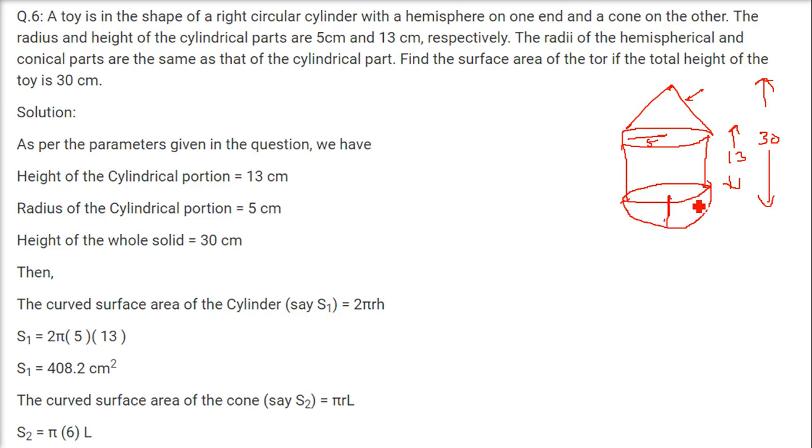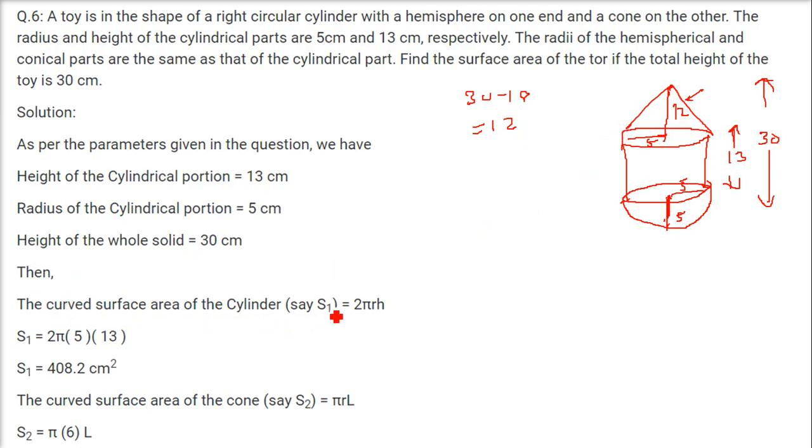So this is 13. What is the radius here? This portion, this is going to be the radius here. So it will be 5 also. So 5 is there, 13 is there. What will be the height of the cone? It will be 30 minus 13 minus 5, 30 minus 18 actually. It is going to be 12. So the height of the conical part is 12.